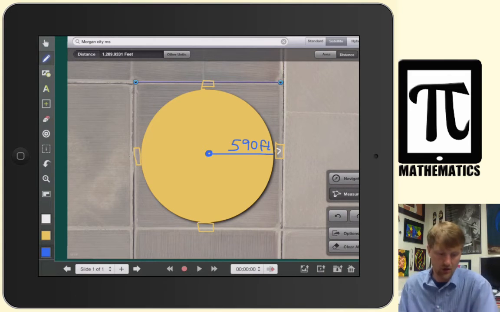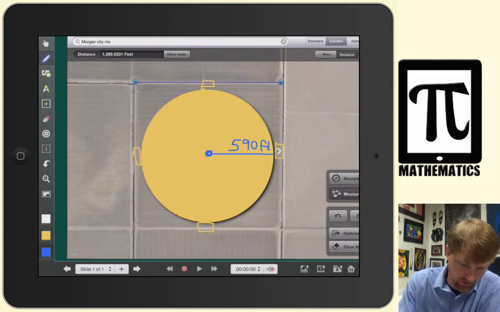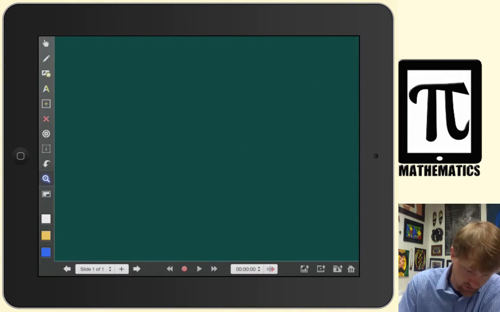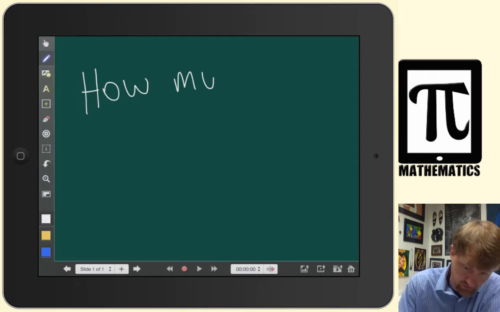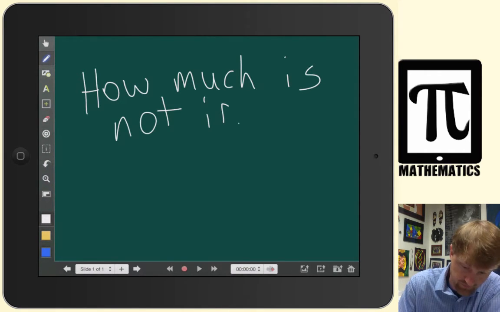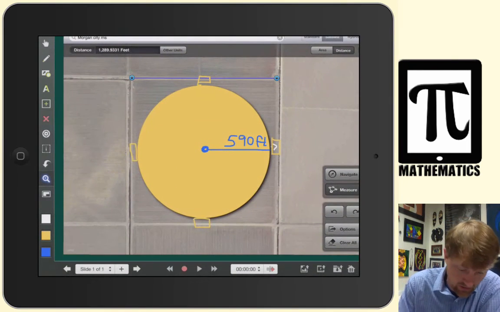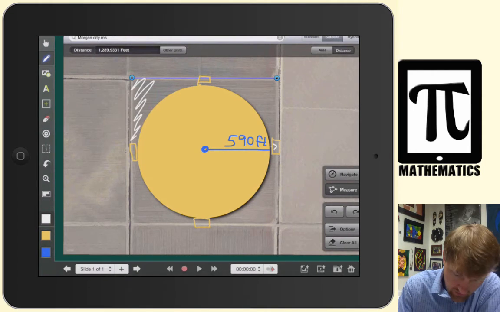Well, so let's start off with the one that says, how much is not irrigated? So the question is, how much is not irrigated? Okay, so we go back to our picture, and what is not irrigated is going to be, let me put it in white, this area right in here.